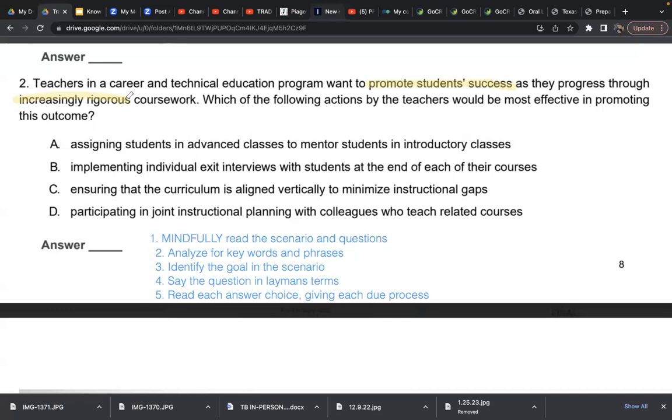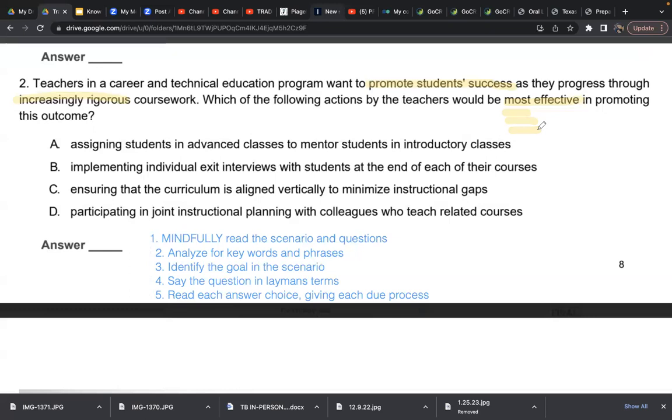Assigning students in advanced classes to, oh wait, one more thing before I move on. When you see most, most appropriate, most effective, most beneficial, the test writer is using that word because they have given you possibly more than one effective way of doing this. But one is more effective, the most effective, based on the specifics that they've told us. So whenever you see the word most in your question, that should make the hairs stand up, and you should tell yourself, I'm going to be between two answer choices at the end, and one is going to be better based on the specifics I identified.